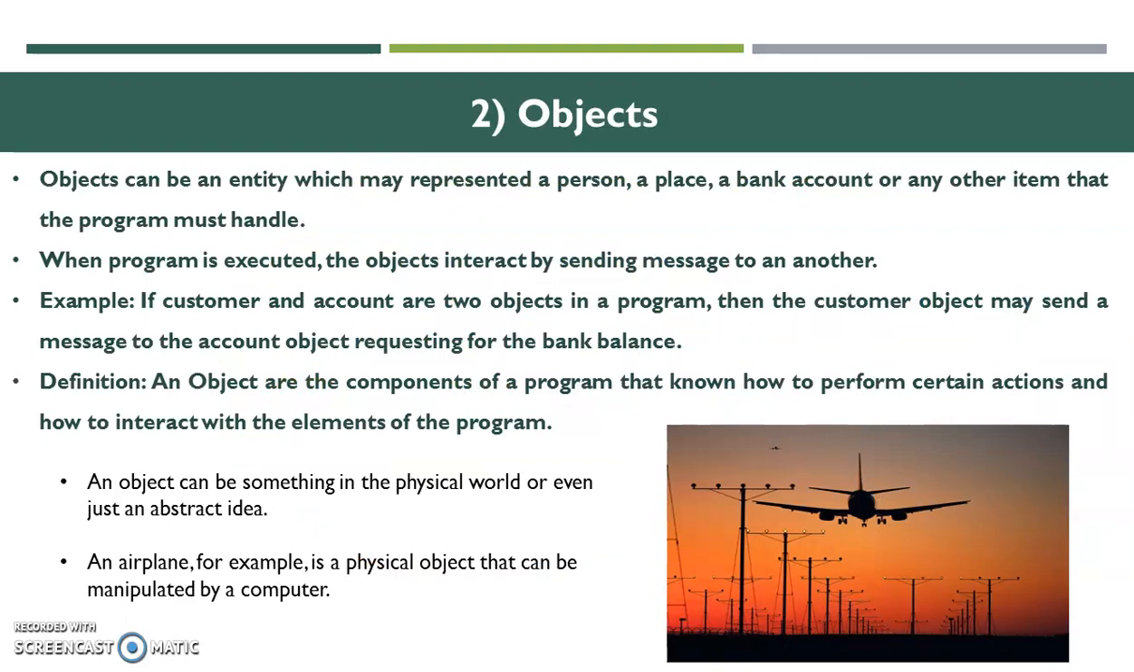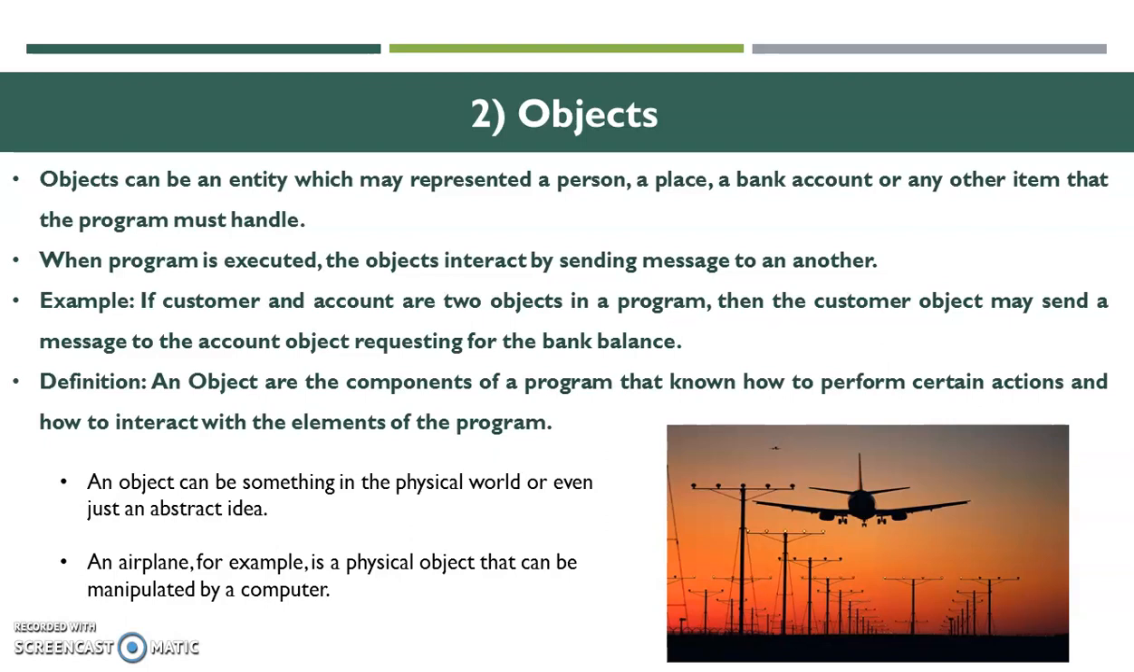So in short, an object can be an entity which may represent a person, a place, a bank account, or any item that a program must handle. When a program is executed, the object interacts by sending messages to another. If a customer and account are two objects in a program, then the customer object may send a message to the account object requesting the bank balance. This will be explained in more detail in one feature of object-oriented programming, that is message passing.